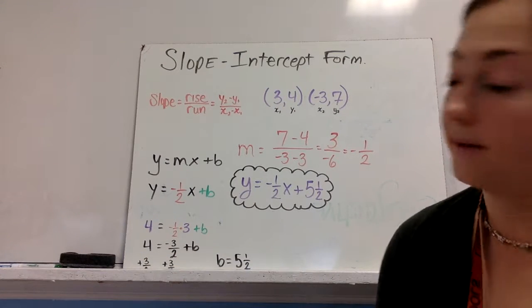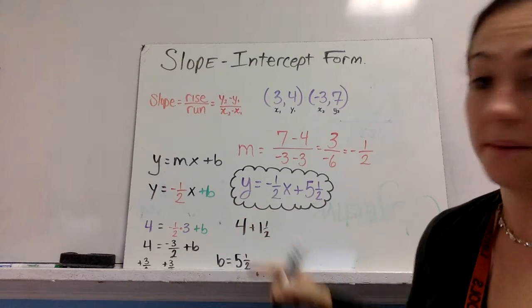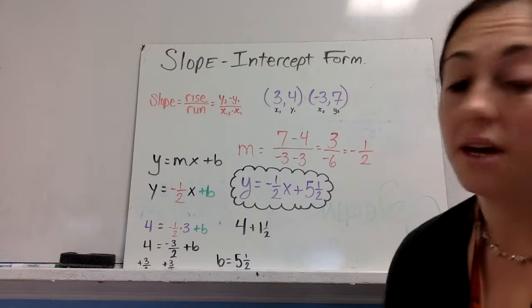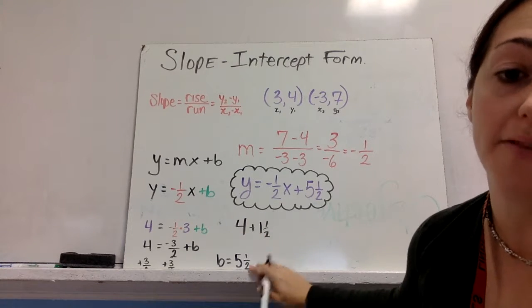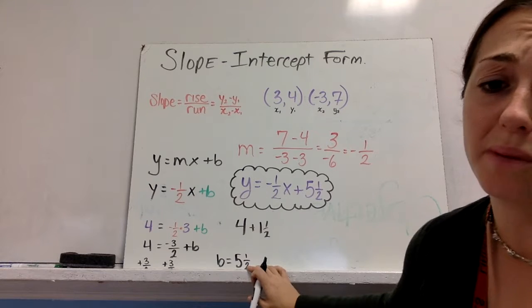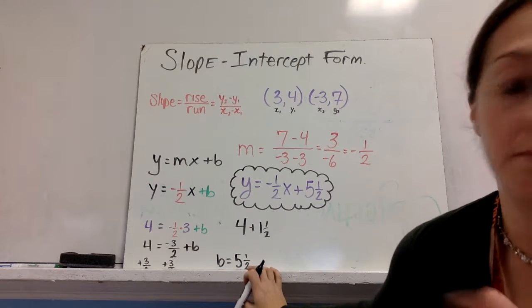4 plus 3/2, well, that's really just like 4 plus 1.5. And because it's addition, it's super easy. 4 plus 1 is 5. 4 plus 1.5 is 5.5. So if you want to change that to an improper 11 over 2, that's totally fine. Whatever you'd prefer, 5.5. Totally fine.